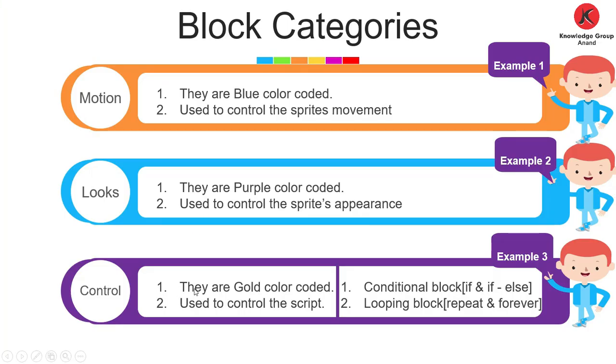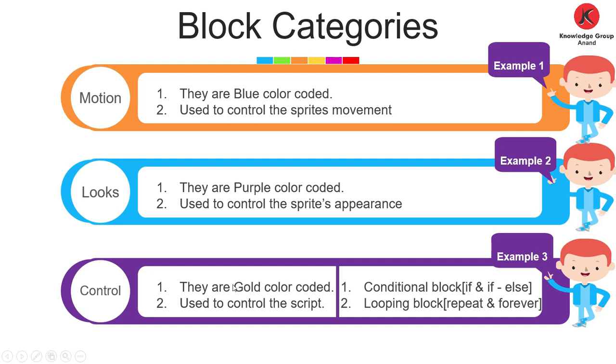Control block is used to control the particular sprite. It has two types: conditional blocks, in this if and else if, and looping blocks. It has repeat and forever. Repeat means it will repeat the specified task a number of times, and repeat forever means it will only stop when you click on the stop button, otherwise it will continue the particular execution.